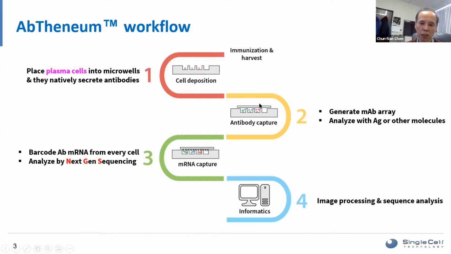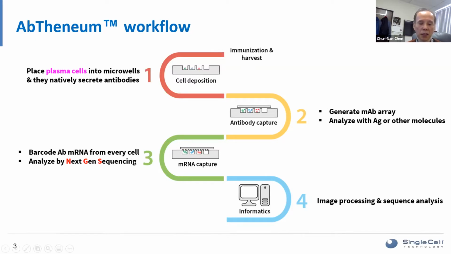capture surface. There's something I'm going to illustrate in the next few slides to capture the antibody to generate a micro antibody array from that. It's like a printing process. And that antibody array will be analyzed with a fluorescent labeled antigen as well as some other screening molecules. And so that's the second part of it.